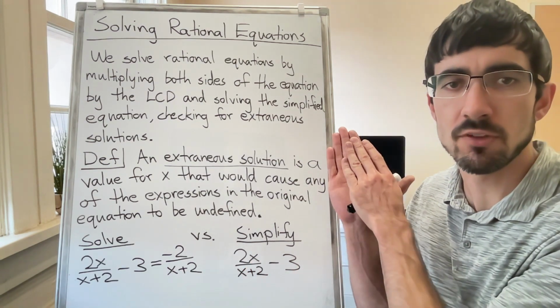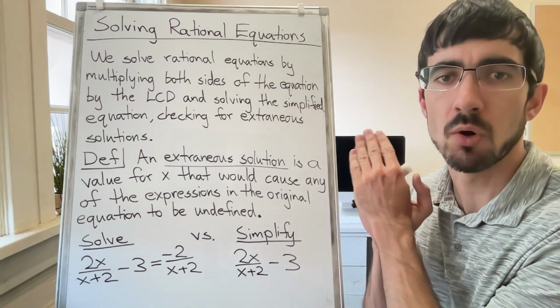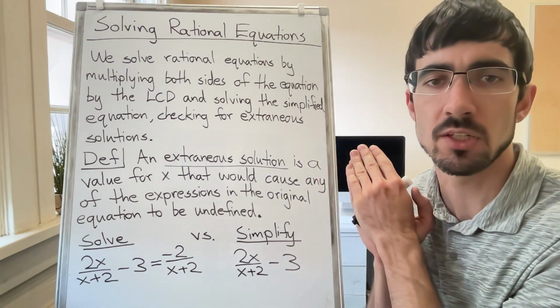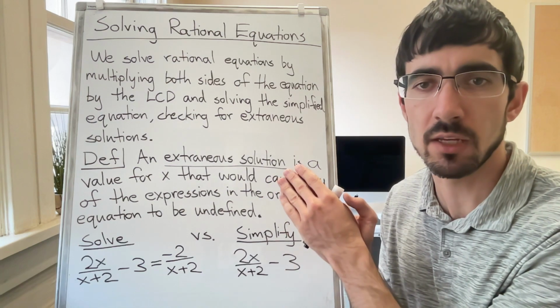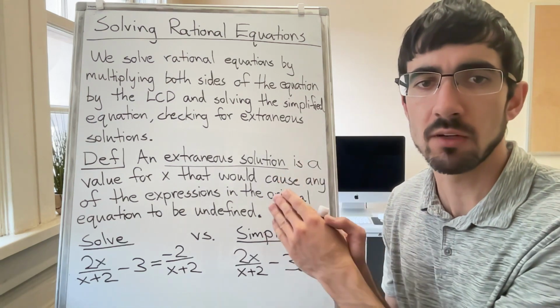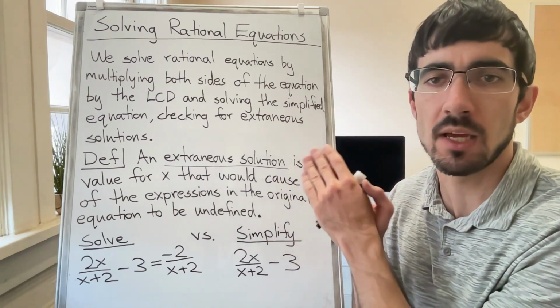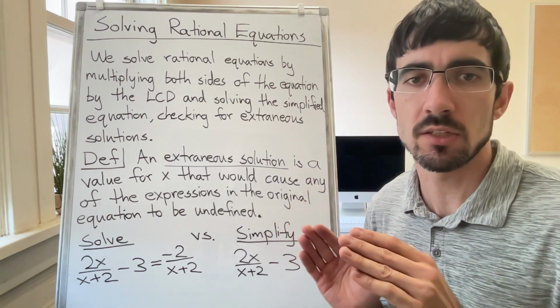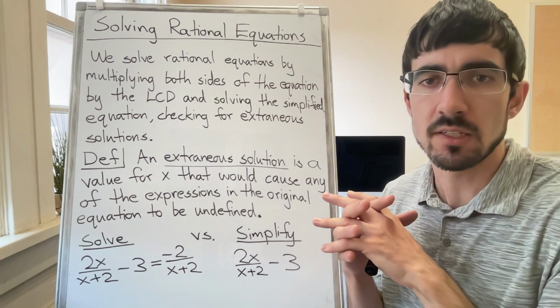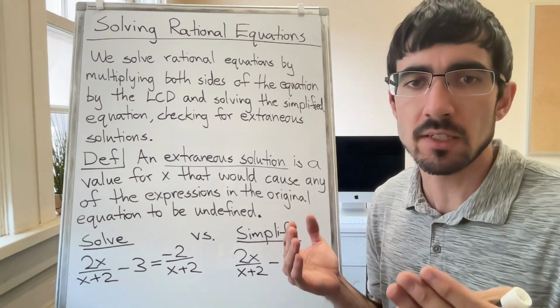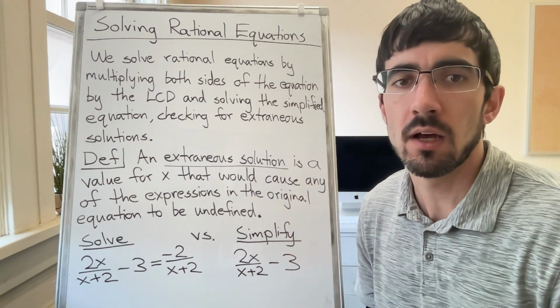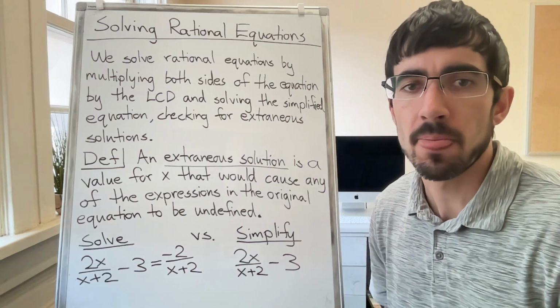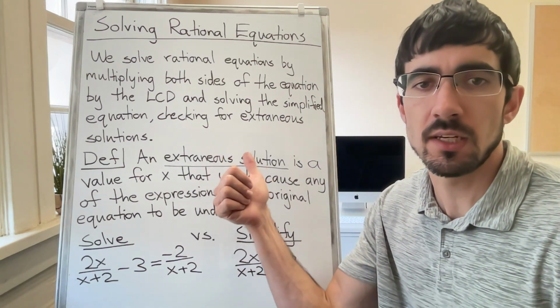Here's our strategy for solving rational equations. We can multiply both sides of the equation by the least common denominator and solve the simplified equation. Multiplying by the LCD allows us to divide out all of the denominators in our fractions, and we get a single line with x in it that we can solve using rules of operations. We also need to check for extraneous solutions.